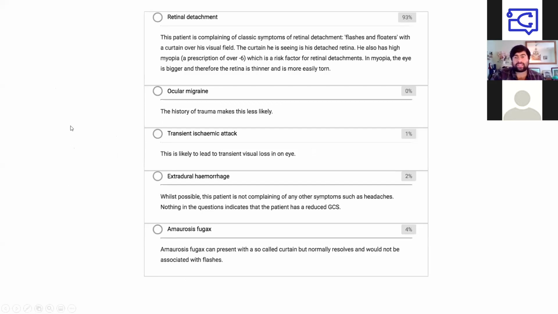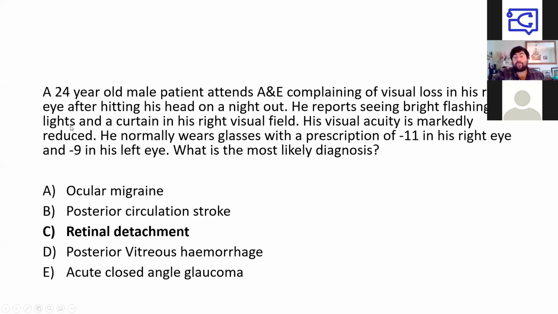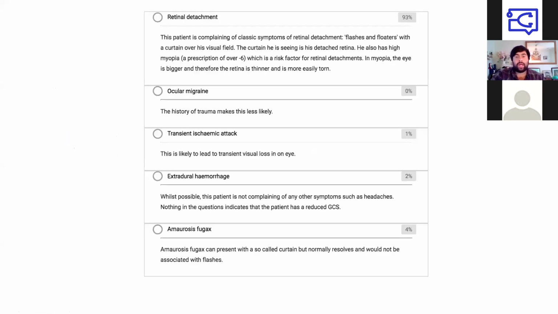Ocular migraine, so that's unlikely. You can have a type of migraine where you get no headache but ocular symptoms, but retinal detachment is more likely in this example. TIA, again, this would lead to a transient loss of vision, so-called amaurosis fugax, but the vision might return.